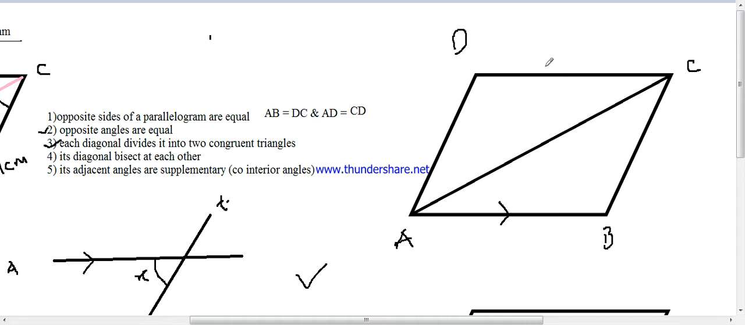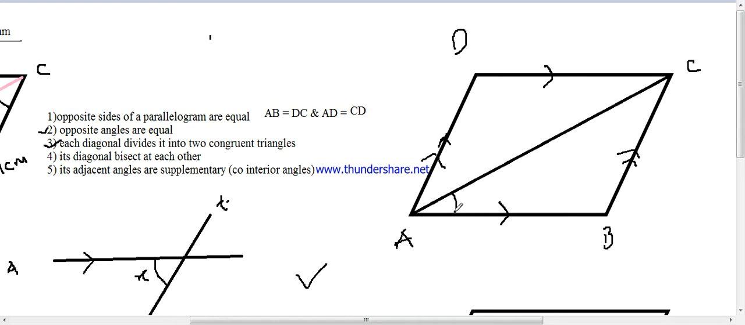These two sides are parallel. These two sides are parallel, this is also parallel. Alright, let's continue. Now it divides into two congruent triangles.